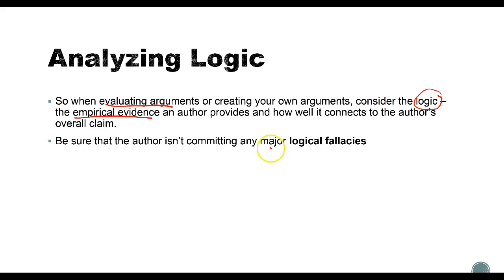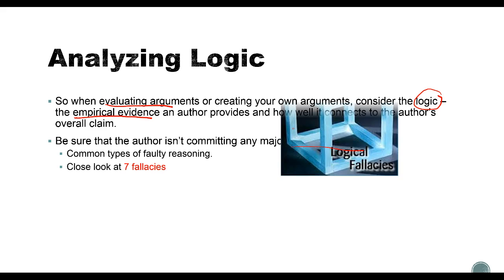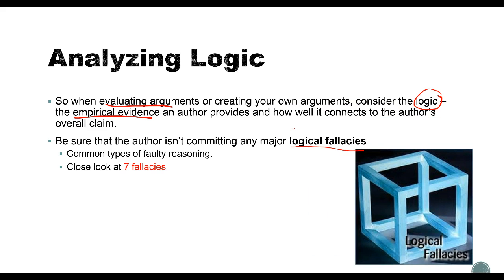So you want to make sure that the author isn't committing any logical fallacies, which are common types of faulty reasoning. There are many types of faulty reasoning that happen often. These are called logical fallacies. And we're going to look at 7 different logical fallacies just so you can get the idea of some of the tactics that authors use instead of actually making sound reasoning. So let's turn to those fallacies now.